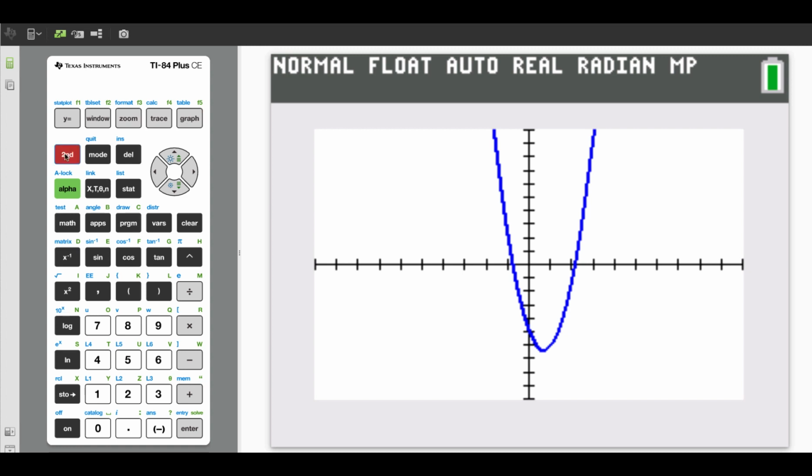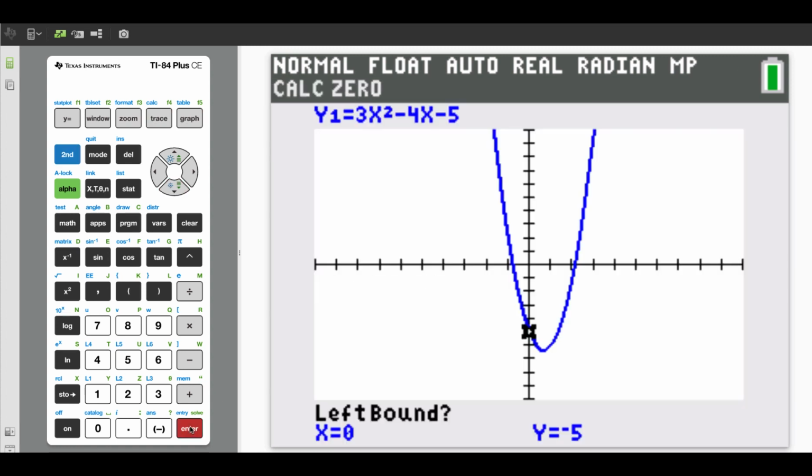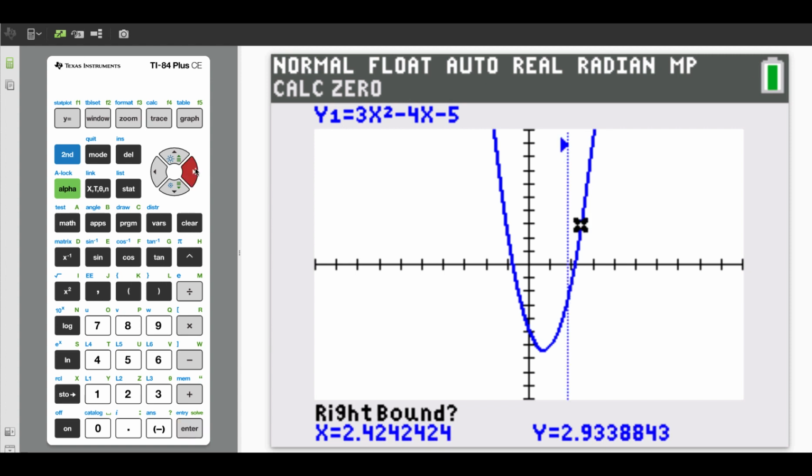Okay, here we are. Second calc. Number 2 is 0. Left bound. I could stay where I'm at, I'll go a little closer to it. That's cool. Enter. Right bound. Make sure you cross. Okay, cool. Enter. Do you want me to guess? Well, now you know what that means. It's going to use Newton's method. Yeah, sure, do it. Hey, check it out.